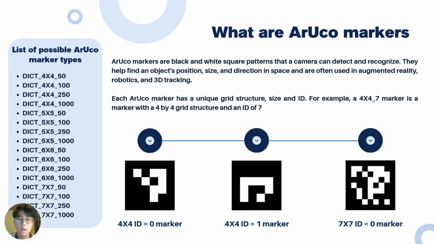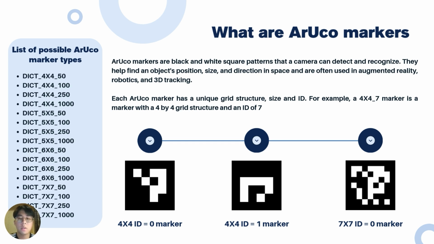Examples of the marker types. There are different types of ArUco markers categorized by the grid size and the number of unique markers that they support. Some examples include the DICT 4 by 4 50, so it's a 4 by 4 grid with 50 different marker IDs, or the DICT 5 by 5 100, a 5 by 5 grid with 100 marker IDs, or the DICT 7 by 7 1000, a 7 by 7 grid with 1,000 marker IDs. The larger the grid, the more unique markers can be generated, making higher grid sizes useful for more complex applications.